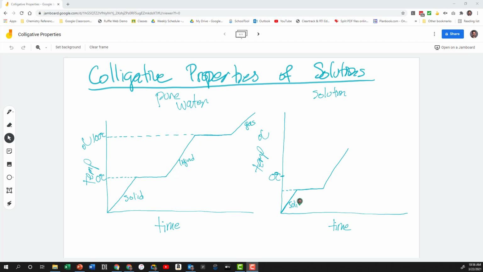Solid, liquid, and it's going to go up and up and up, and it's going to start to boil off. All right, gas. And we'll go over here. It's going to boil at a temperature that is higher than 100 degrees Celsius. All right, so the melting point goes down and the boiling point goes up. The more particles you have in the solution, or how concentrated the solution is, the more this effect will happen.